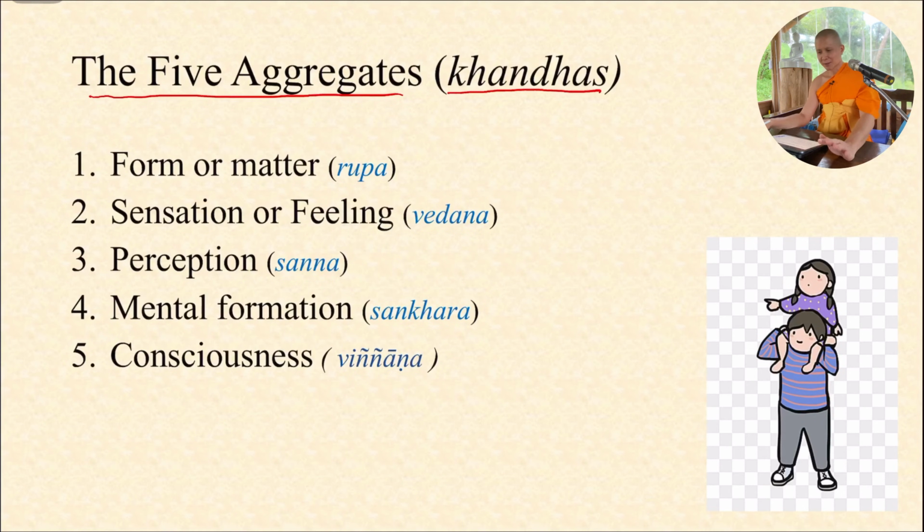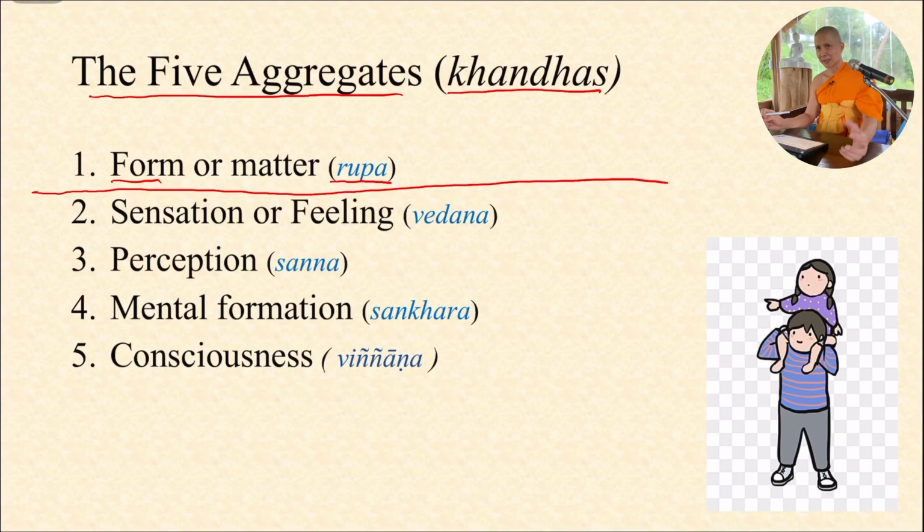There are five of them. Let's get to know the terms first. The first one is called rupa. What is rupa? Rupa in Pali translates to form or matter, something we can touch. We will get to know the terms, and then I will explain what is meant by form, what is meant by feeling, in a moment. The second one is called vedana. Vedana is Pali. It translates to feeling or sensation. Let's keep it simple. The third one is called sanya. Sanya is Pali. It translates to perception.